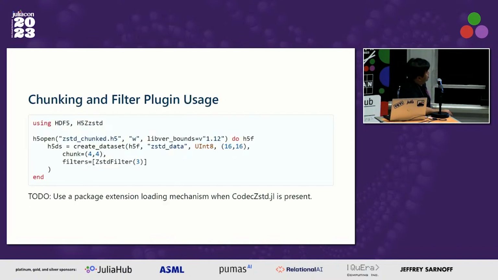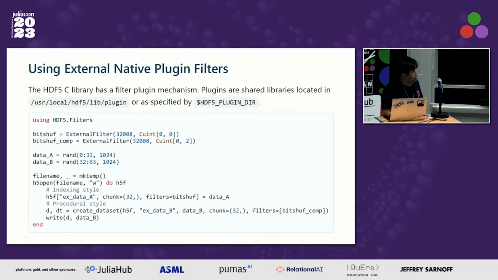And so this is what using those looks like. Instead of specifying a built-in filter, I've now brought in a filter that's defined in the H5Zzstd package. And basically, you can see that we just put that into the filters field there. Something that's pretty new that I think I need to start thinking about how we're going to integrate is possibly using a package extension to automatically load this when you load, say, CodecZstd.jl. One approach for that might be doing it like we do these external filters here.